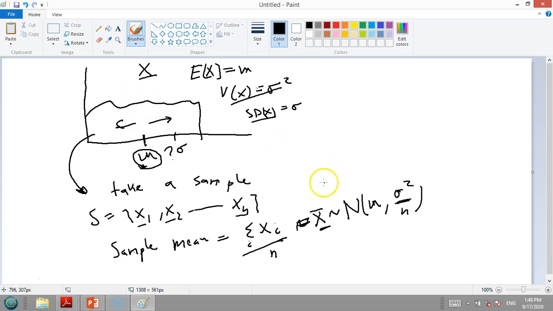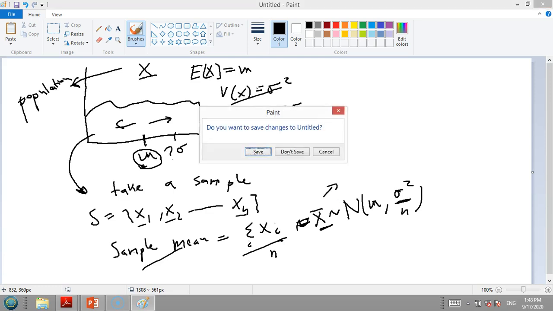Plus, I know that the distribution of x bar is going to be normal. I don't know the distribution of the population. You can say this is the population. This is the sample mean, and this is a random variable. It's a random variable because I'm interested in all the probabilities of what it could be.